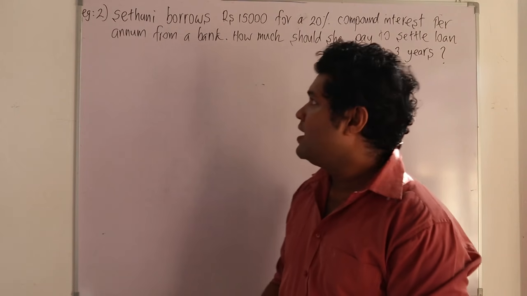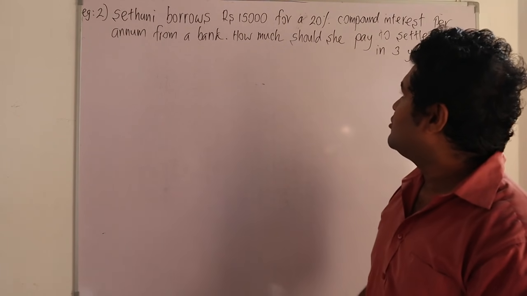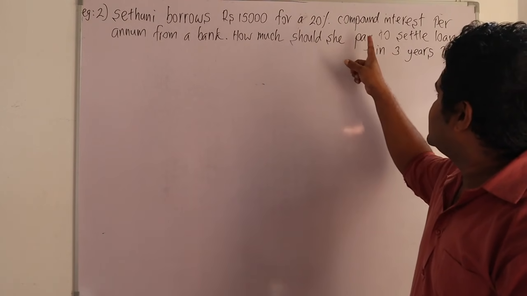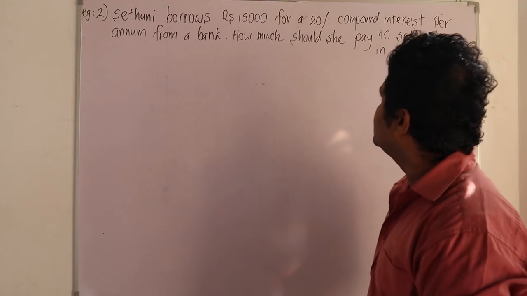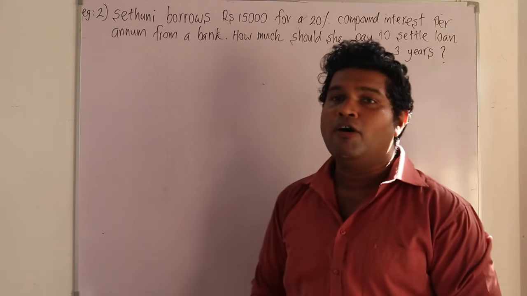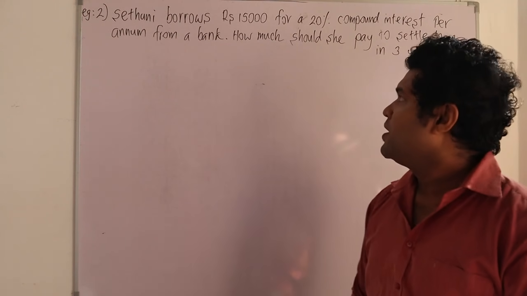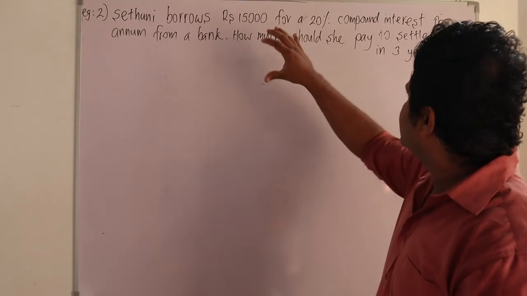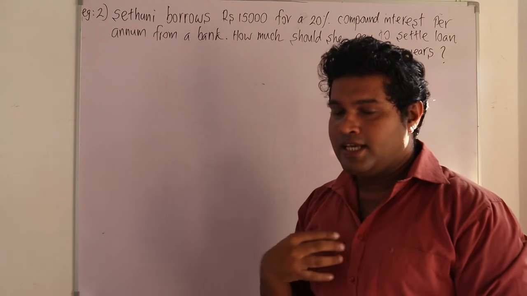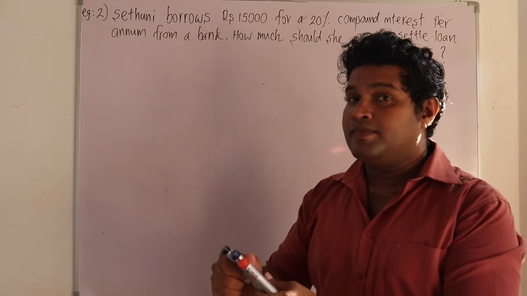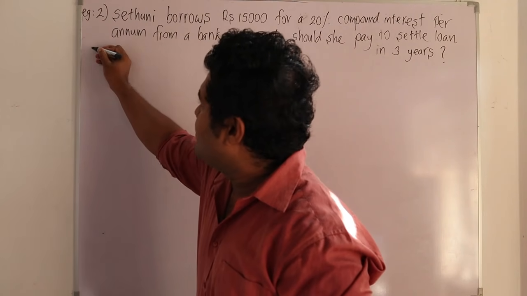Example 3. Sethuni borrows 15,000 rupees at 20% compound interest per annum from the bank. How much should she pay to settle the loan in 3 years? Okay, this compound interest question we can continue with 4 methods as I discussed. Now I'm going to discuss the first method, method 1. Keep listening.